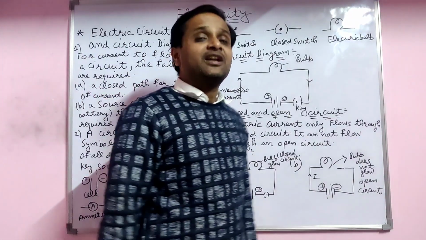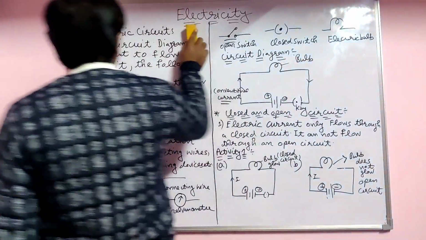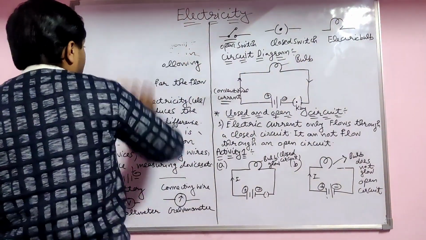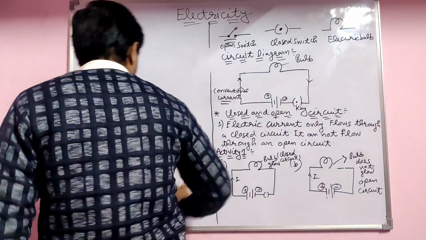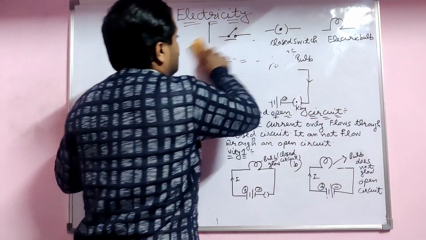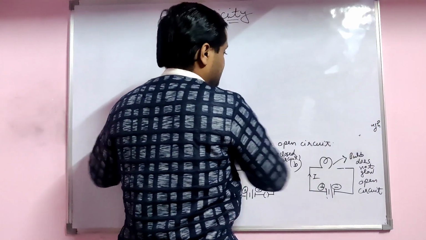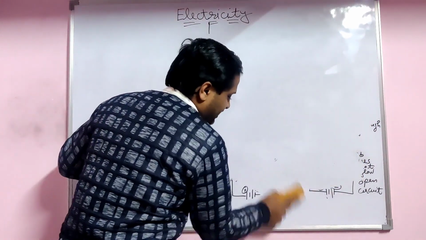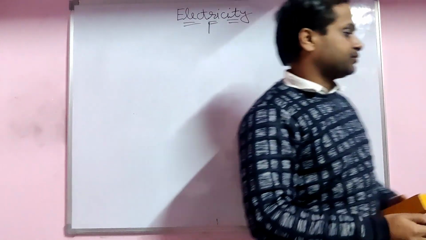Now our next topic is conductor and insulator. On the basis of this we have to do one more activity. So how do we know which one is a conductor, which one is a non-conductor, you can say an insulator? We have to classify different materials as conductor or insulator.